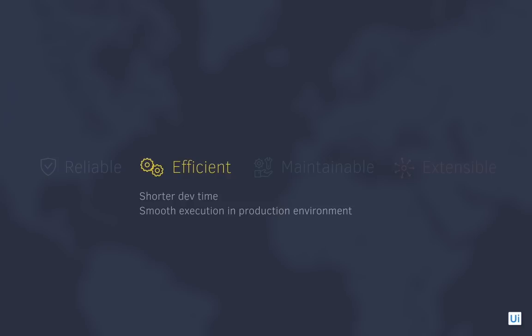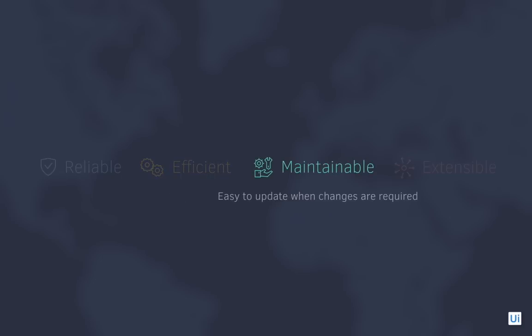Efficiency is about cutting down development time through various methods, but also about making sure that the automation runs smoothly in production conditions. And having a workflow that's easy to maintain is essential in business environments, where collaboration and handovers are the normal way of operating. And so is extensibility, because there will always be more use cases that can be incorporated into existing automations. These are just the main benefits of applying best practices to your automation, but you'll probably encounter other advantages too.